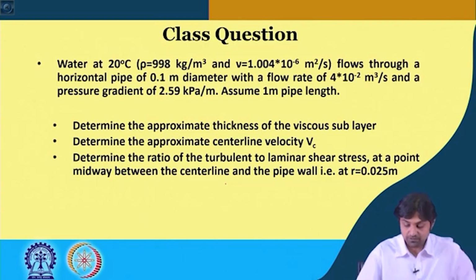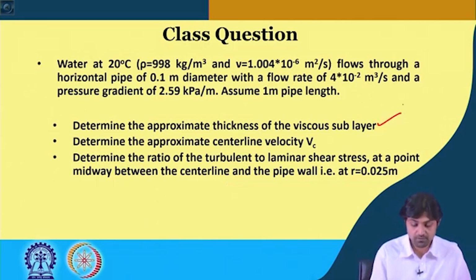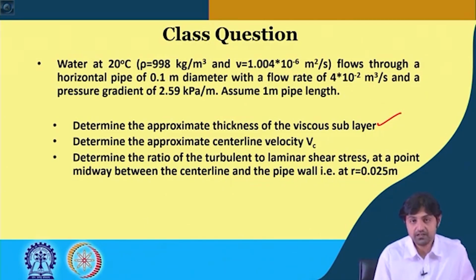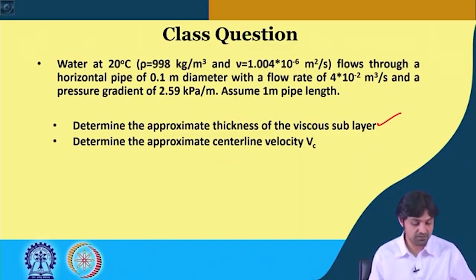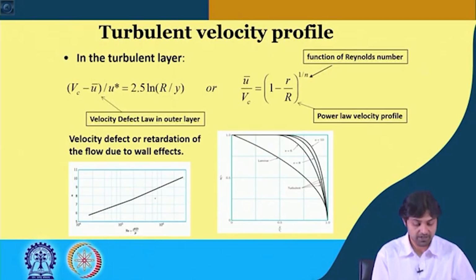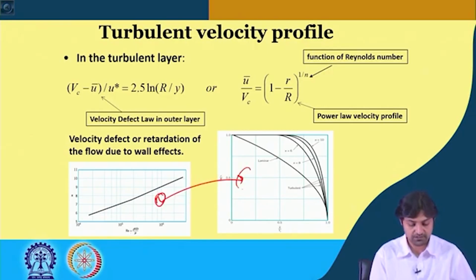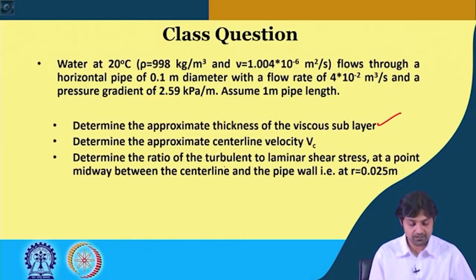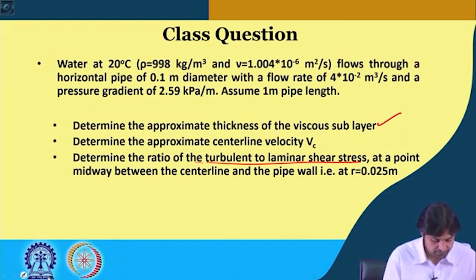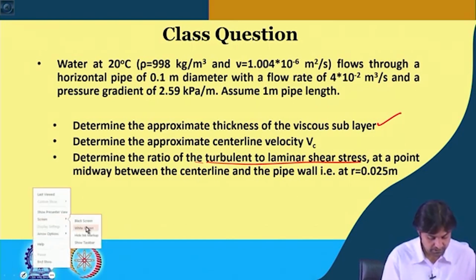If we find the thickness of the viscous sublayer, we will also find the center line velocity, and for finding the center line velocity we had these curves here. We can find n first and then using n we can find the center line velocity. The best part is that we will be able to appreciate the ratio of turbulent to laminar shear stress at some point. We will solve this question in this lecture and finish this lecture after the solution.